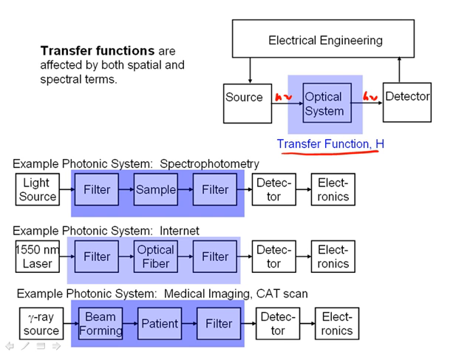Another example is medical imaging or a CAT scan. In this case, instead of visible frequencies, we have gamma rays, very high frequency electromagnetic radiation. It goes through some kind of beam forming and wavelength selection system. It's beamed through a patient, filtered, and goes through the detector. And then in the electronics over here, there's a rather complex algorithm that looks at the transmission as a function of angle and recreates the inside of a human body. You've all seen these images.